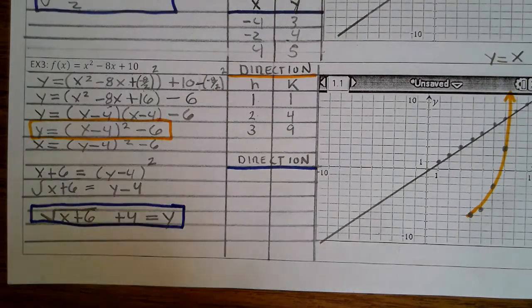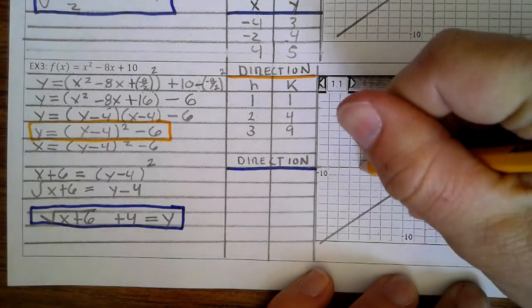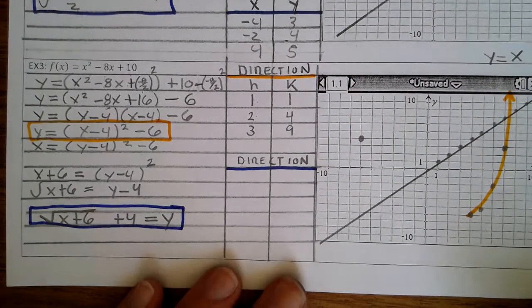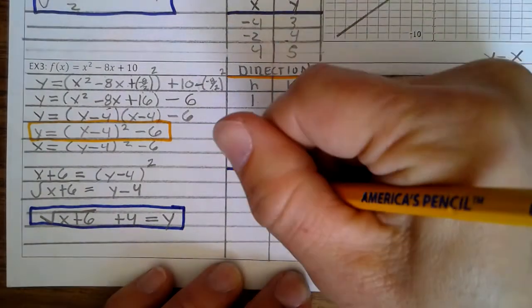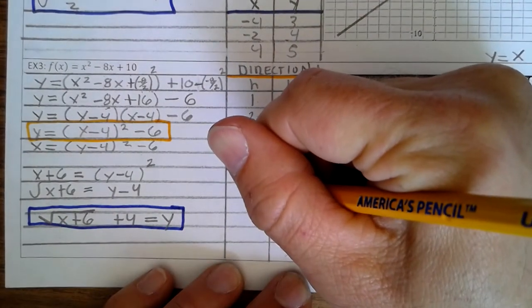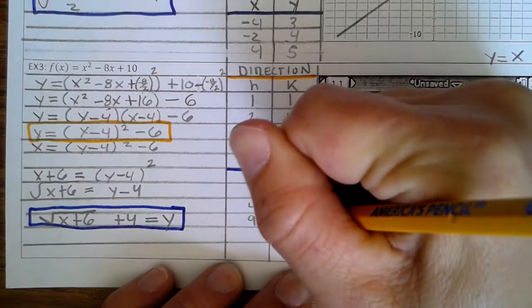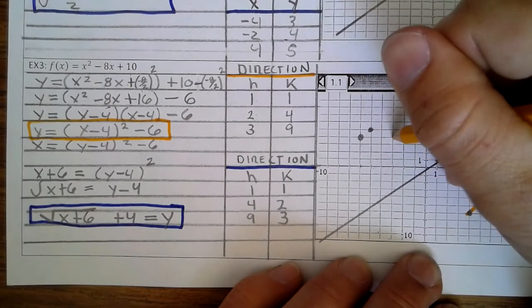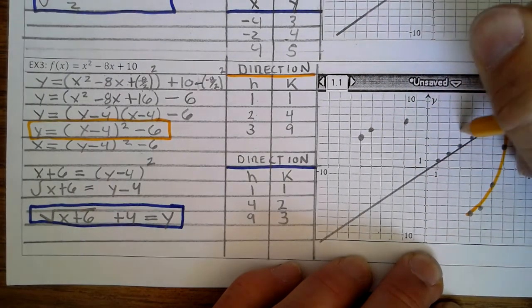All right, so to graph that, we go left 6, up 4. And then we graph by direction. So we know h and k. Now the square roots are 1, 1; 4, 2; 9, 3. So right 1, up 1; right 4, up 2; right 9, up 3.